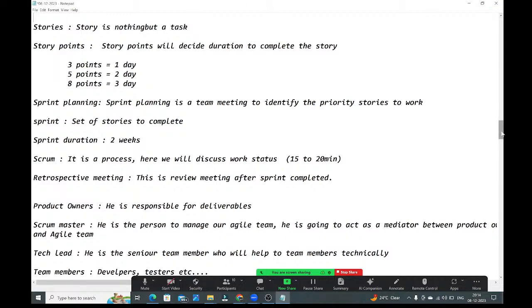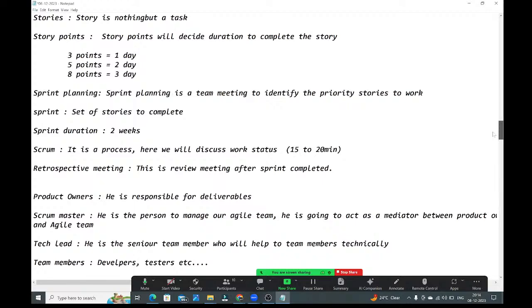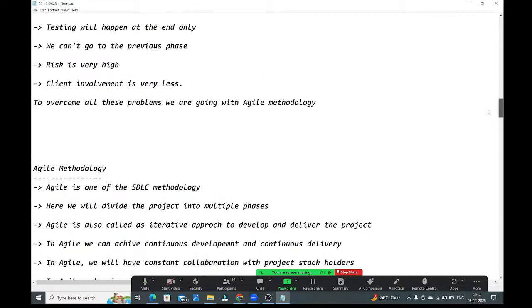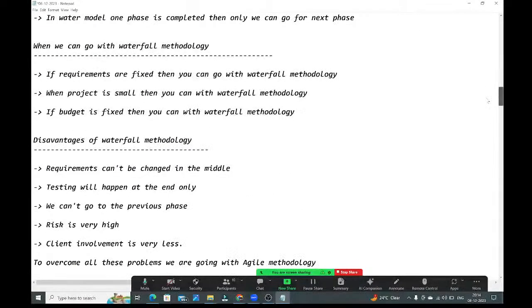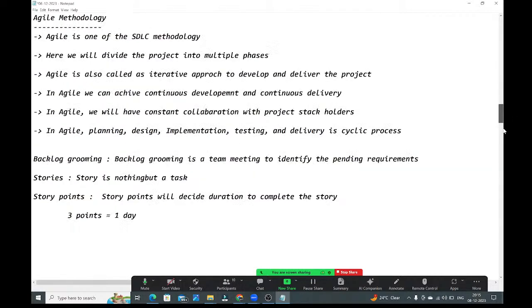Fine, guys, this is about agile and agile terminology, and waterfall. But nowadays no one is using waterfall. For almost the past 15 years people have been working with agile only. I have 12 years of experience, and I never worked with waterfall. From the beginning I have been working with agile only. So concentrate on the agile process, guys.